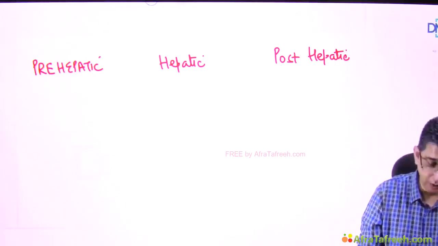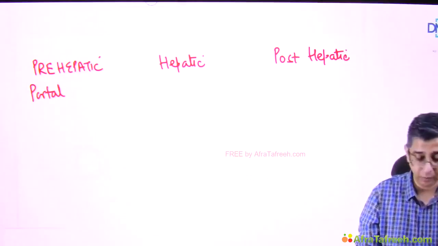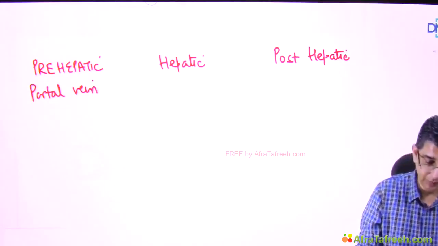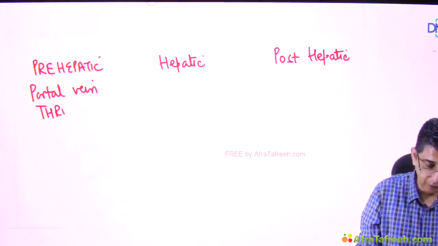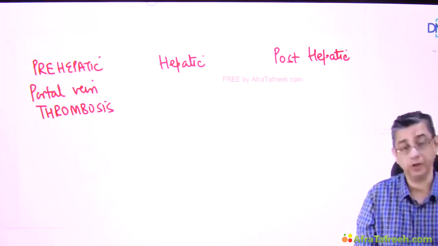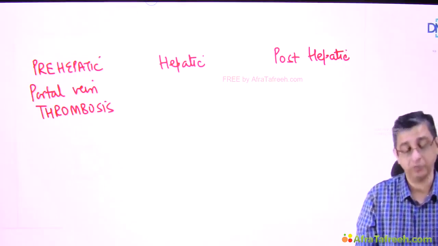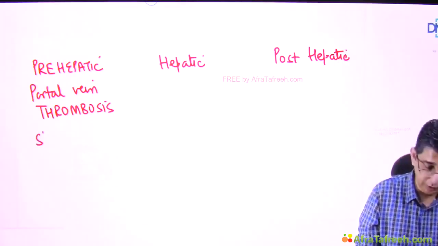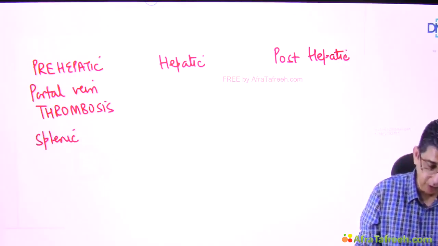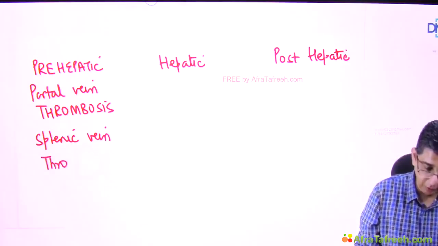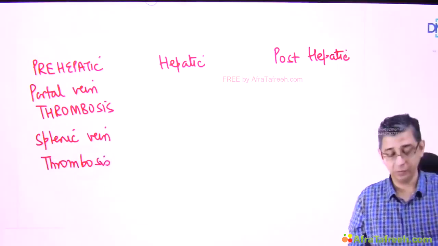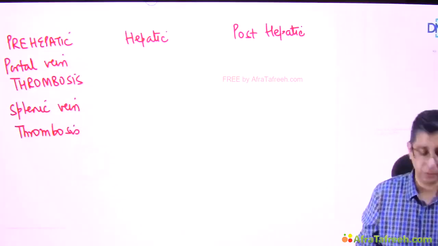Prehepatic can be either portal vein thrombosis, that could be due to infection, portal vein or splenic vein thrombosis, or they could be even hematological disorders, like I can say polycythemia vera, where viscosity of the blood is more, multiple myeloma, where viscosity of blood is more. So it's not only infection, it could be hyperviscosity, which can contribute to portal vein and splenic vein thrombosis in a patient, resulting in a problem occurring before the liver, so we call it a prehepatic cause.